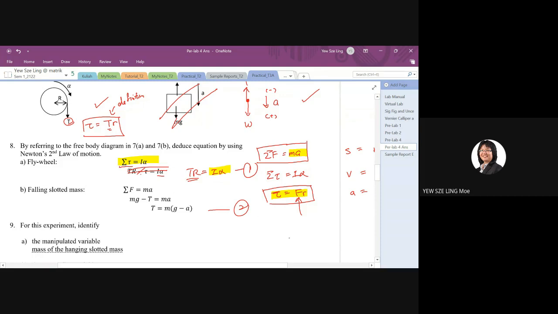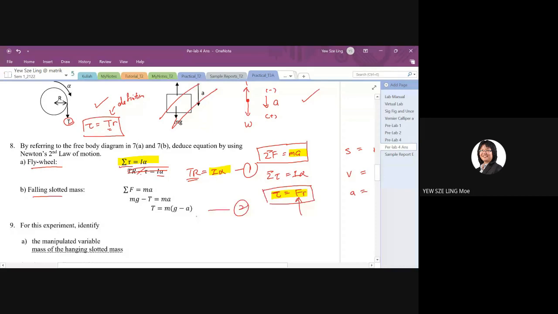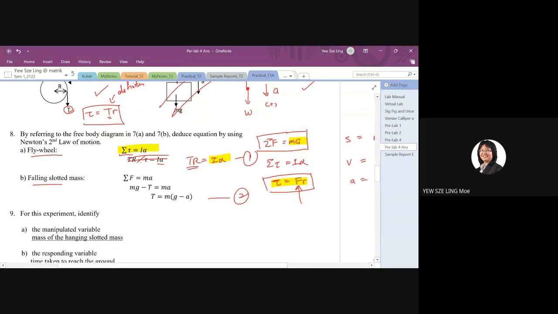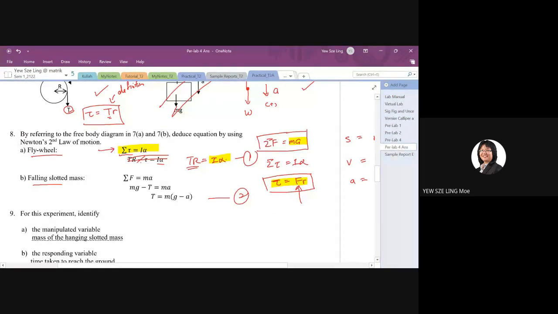Usually when it involves a rotational wheel, a flywheel, and a falling object, this is what you have to do. You form one equation for the flywheel by using summation torque equals to I alpha, and then you form another equation for the falling object by using linear motion equations. So one rotational motion, one linear motion. The idea is very similar. You apply the second law, just that the second law is in terms of rotational motion, which is summation torque equals to I alpha.